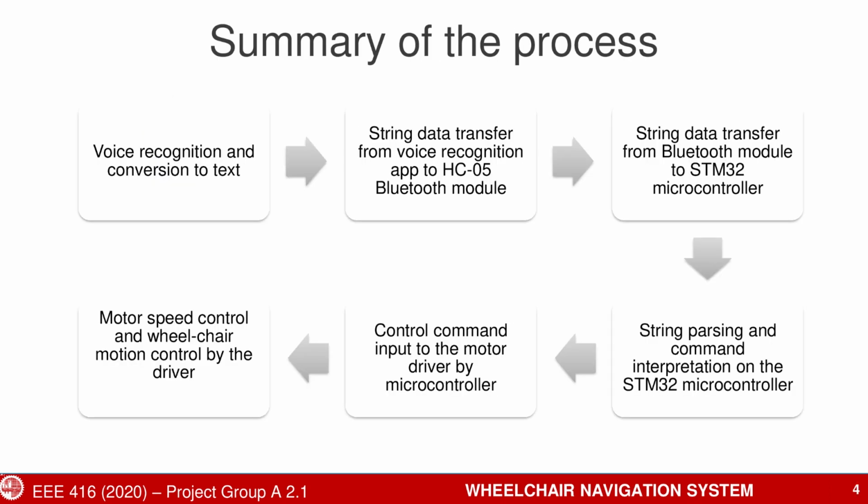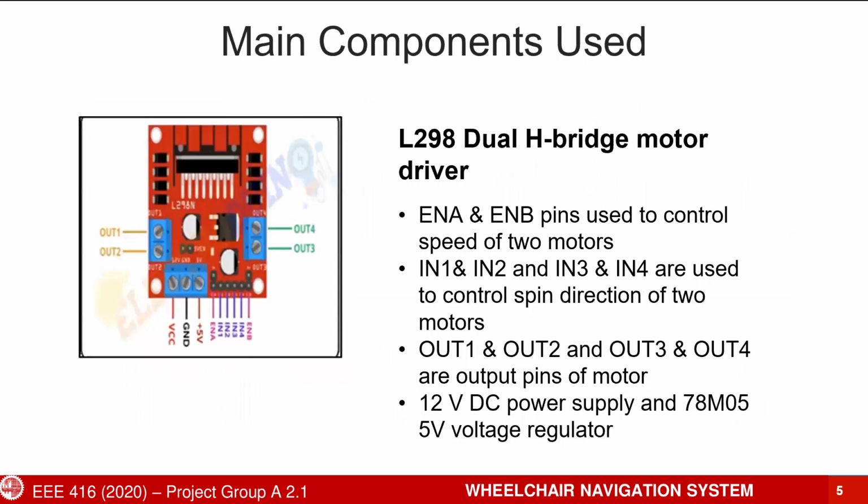Here is a summary of our process. First, we perform speech recognition on the input voice command and convert it to text. We then transfer the text from our mobile device to the STM32 microcontroller via the Bluetooth module. The microcontroller interprets the command and sends it to the motor driver, which then controls the speed of the motors connected to the wheels. There are three main components.